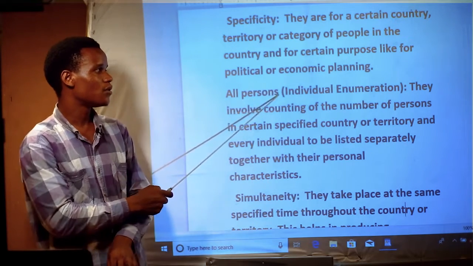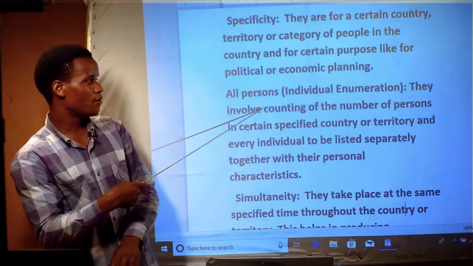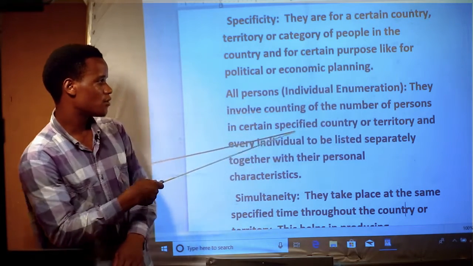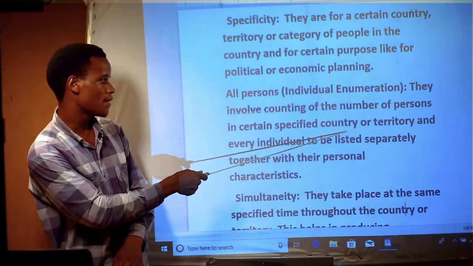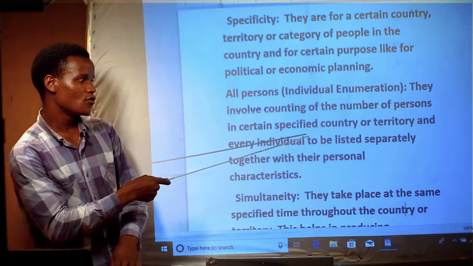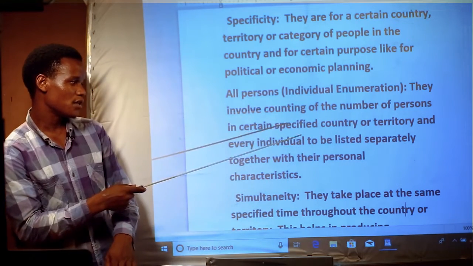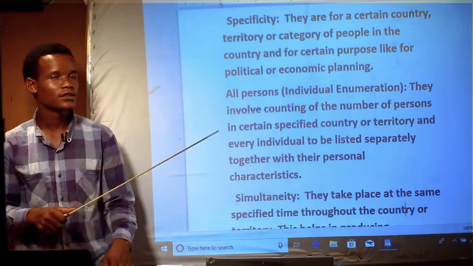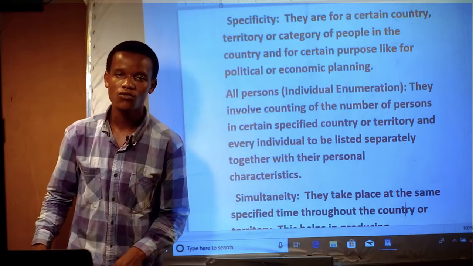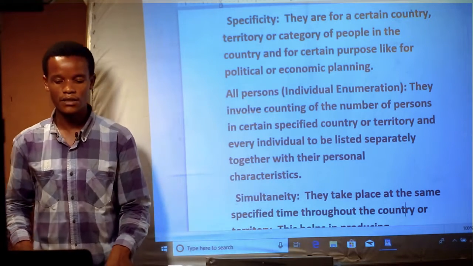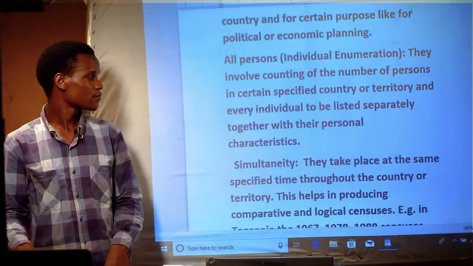All person or individual information is involved: counting the number of persons in a certain specific country or territory, and every individual is listed separately together with their personal characteristics. All people here are to be counted individually.